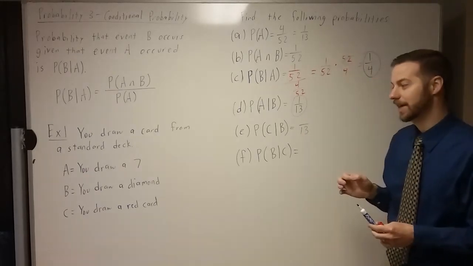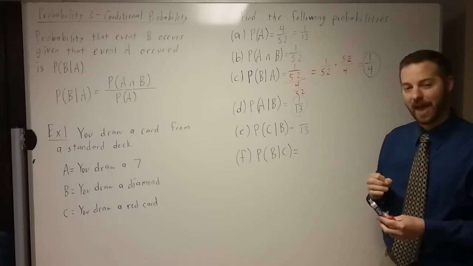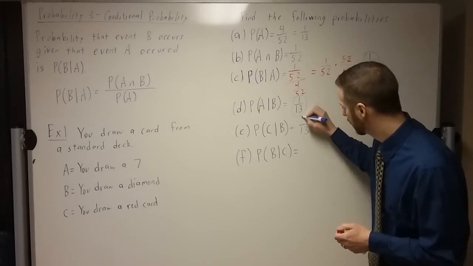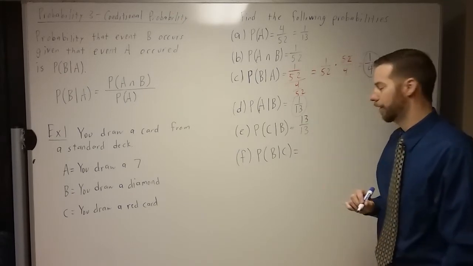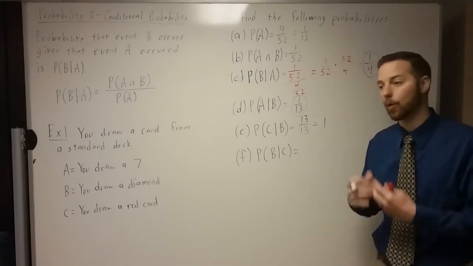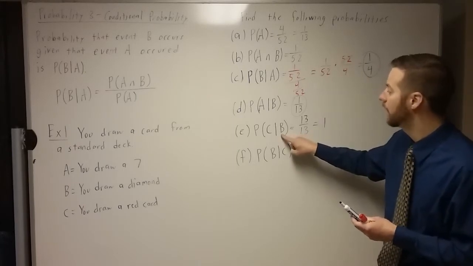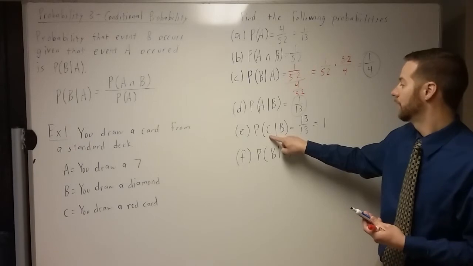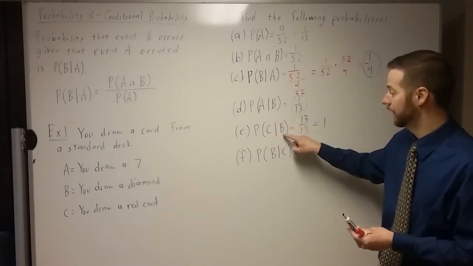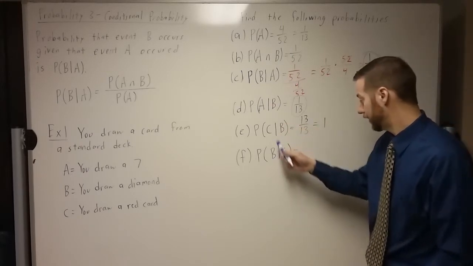Now, of those 13 diamonds, how many are red? Well, if you notice, every diamond is red. So doesn't that mean all 13 of them are red? So that means we've got 13 out of 13. Or in other words, the probability is just 1. Or in other words, it's guaranteed to happen. If you know you drew a diamond, you had to draw a red card. So the probability of drawing a red card given that you drew a diamond is 100%, or 1.